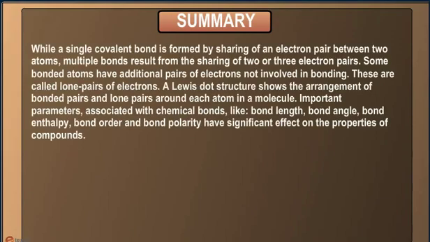While a single covalent bond is formed by sharing of an electron pair between two atoms, multiple bonds result from the sharing of two or three electron pairs. Some bonded atoms have additional pairs of electrons not involved in bonding. These are called lone pairs of electrons. A Lewis dot structure shows the arrangement of bonded pairs and lone pairs around each atom in a molecule.